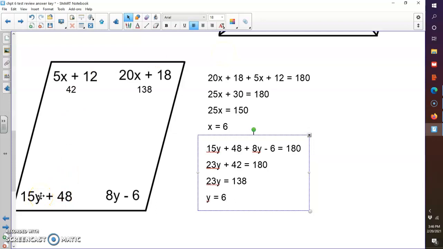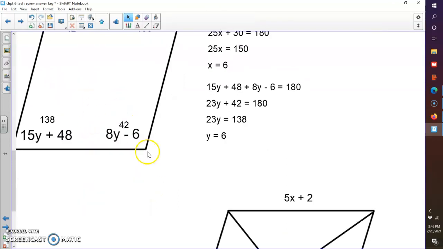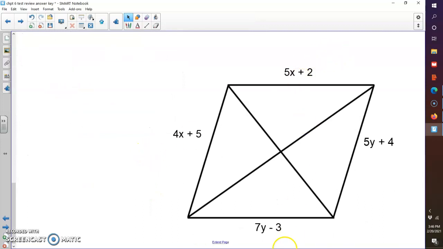6 times 15 is 90 plus 48. Well, that gives me 138. 8 times 6, that's 48, minus 6 is 42. Now I know these angles are correct. Now this is the example where you have to set up a system.